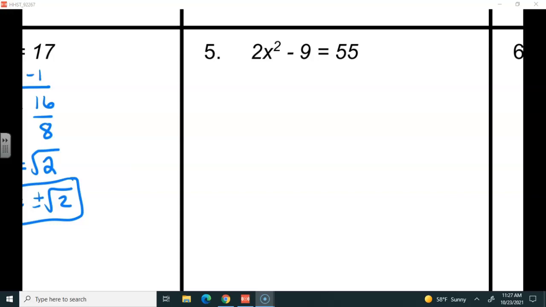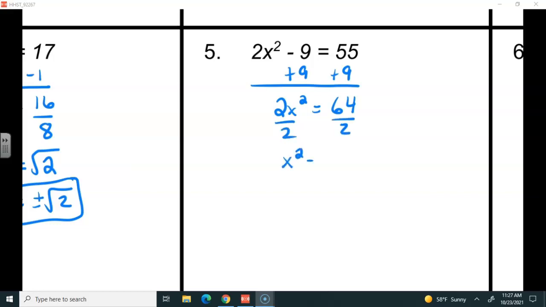On the next one, we're going to add 9 to both sides. We get 2x squared equals 64. Now, at this point, you may be thinking I'm going to go ahead and square, but our x squared is not by itself yet, so we need to divide by 2. And then we get x squared equals 32. Square root both sides. X equals plus or minus the square root of 32.